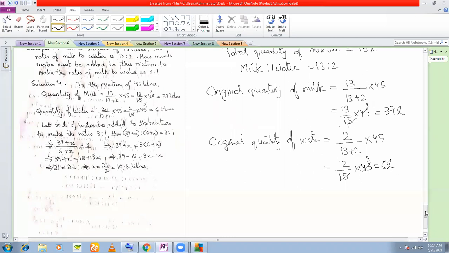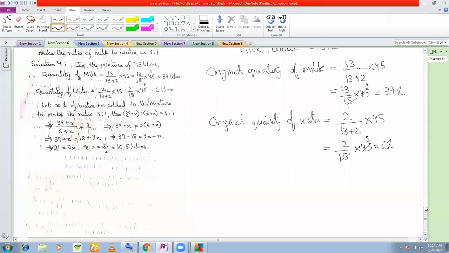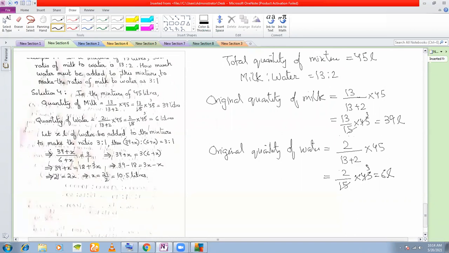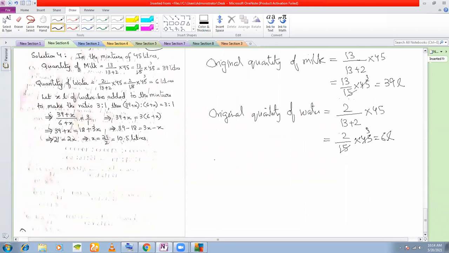Now we want to change the ratio. That is, we are adding some water to the mixture. So, how much water are we adding? We are adding as much water as needed to make the ratio 3:1. So I say let the quantity of water to be added be x.